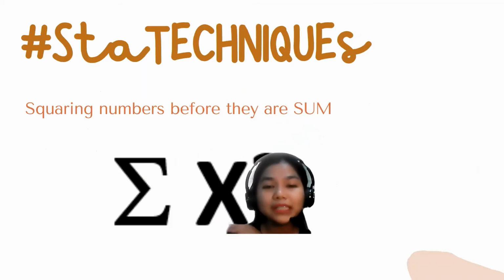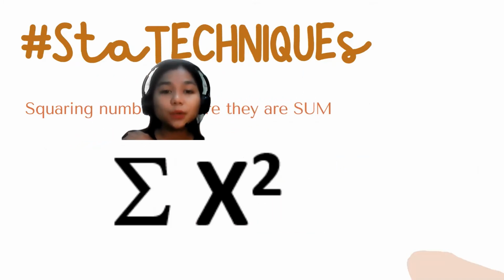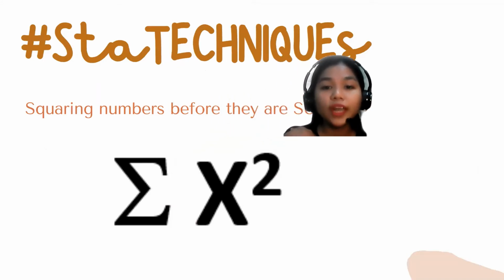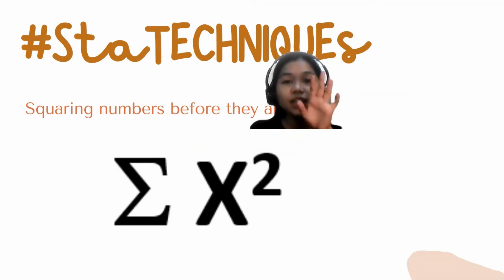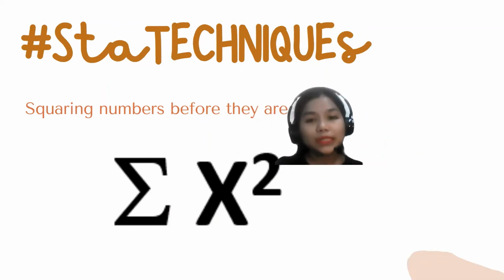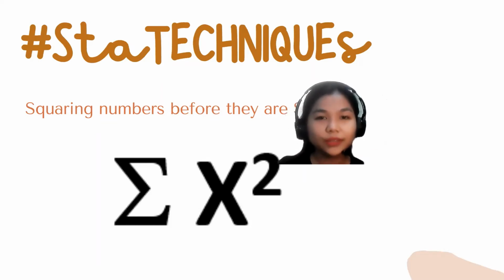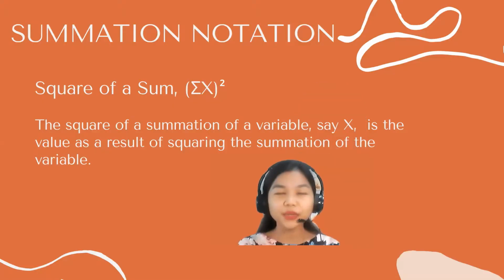What's the best thing for us to be familiar with the sum of squares? First is squaring the numbers before they are summed. So square each value of x first. After getting the squared values, we simply add all of those terms. So that's the sum of squares. Earlier, we learned that sum of squares is simply squaring each value of x and then getting their summation, or squaring each value of x and after which adding all of those squared values.